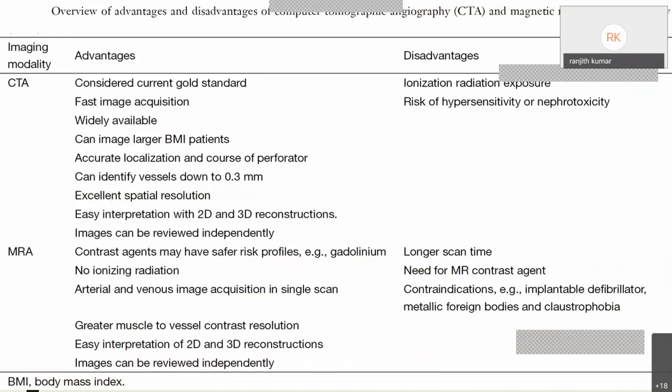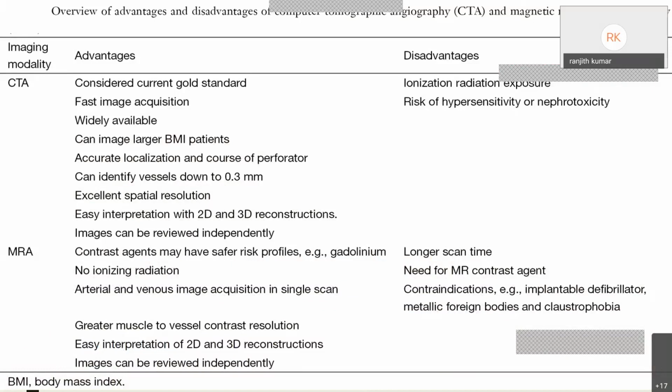CT angio is considered the gold standard: faster imaging, widely available, can image even patients with larger BMI, accurate localization and course of the perforator, and can identify vessels down to 0.3 millimeters, excellent spatial orientation, and also images can be reviewed independently.